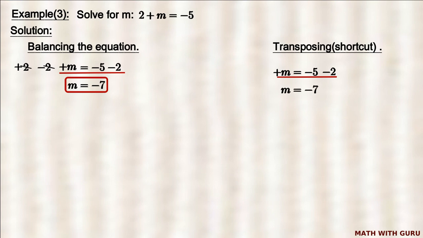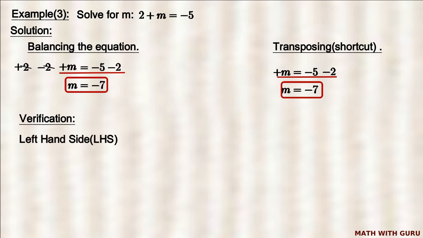M equals minus 7. Let us verify our answer. We shall start from the left hand side. 2 plus m equals 2 plus m, where m is minus 7 here. 2 minus 7 is minus 5. This is what we have on the right hand side of the given equation.